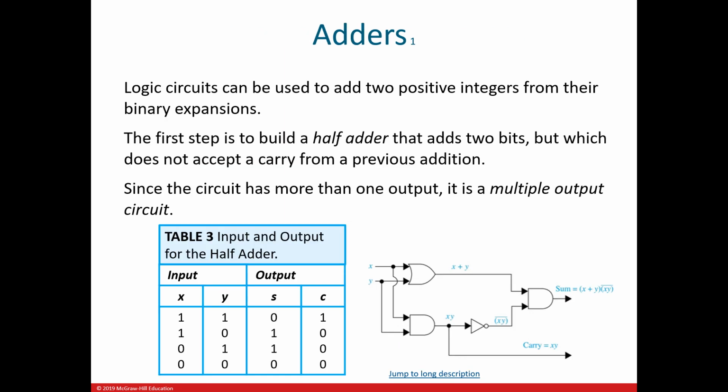Now something we want to know is that whenever we have logic circuits that can be used to add two positive integers, then we need to build such a circuit, and those are called adders. So the first step might be a half adder, which adds 2 bits but does not carry. Whenever we are adding any two numbers, whenever there is a carryover, we have to store that carryover again. So in a half adder we do not accept carryover, only the summation part.